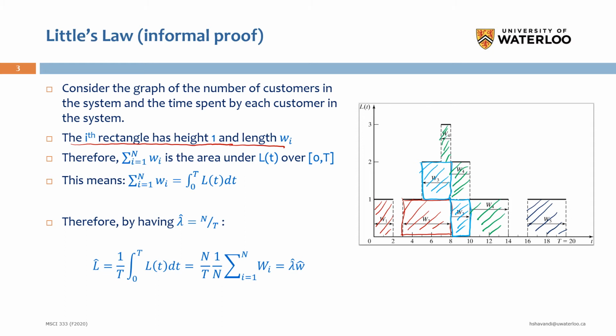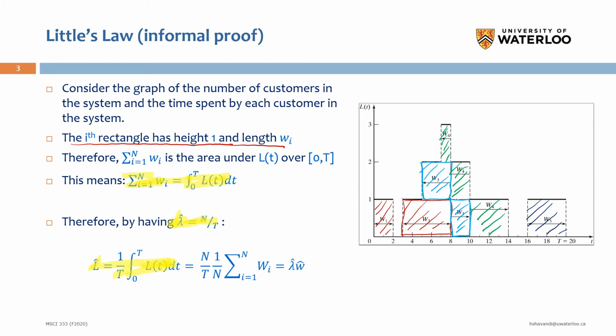Okay, so as you see here, the sum over i of Wi equals the area under L(t), right? The integral from 0 to T of L(t) dt. So we have this equality here. And on the other side, we have lambda hat as n over T. We know that L hat equals this area under L(t) divided by T, right?